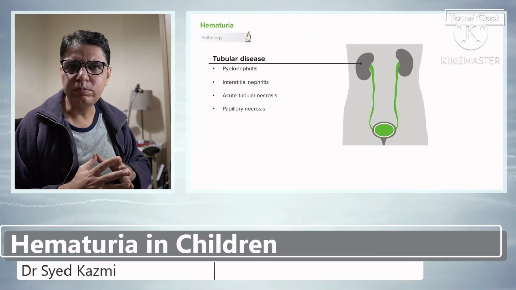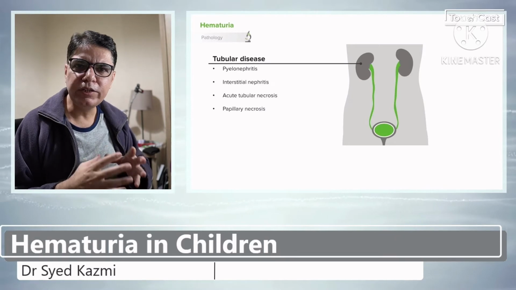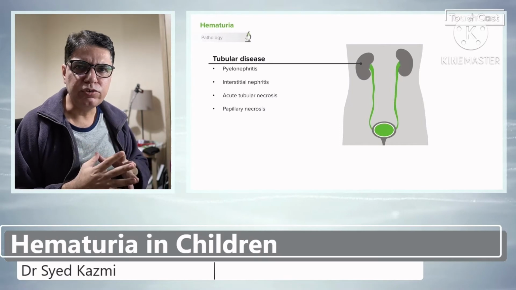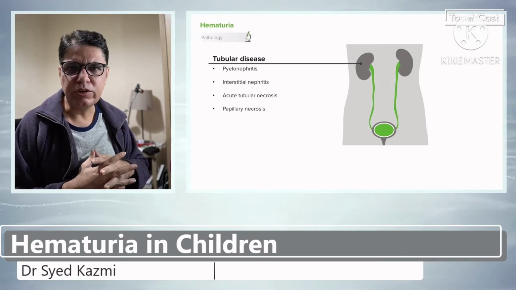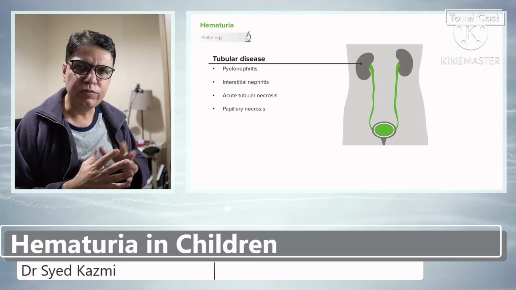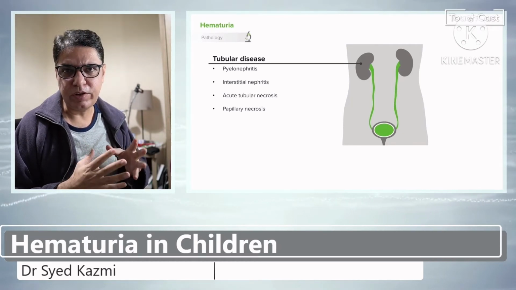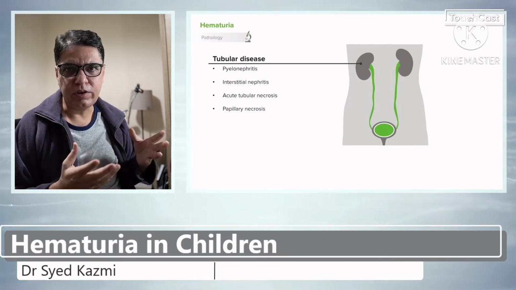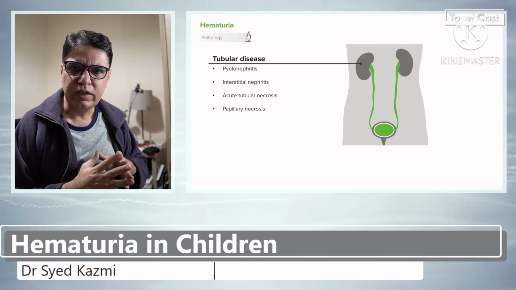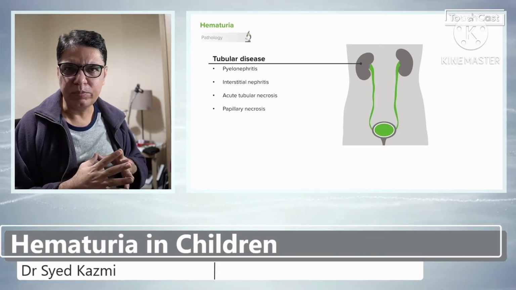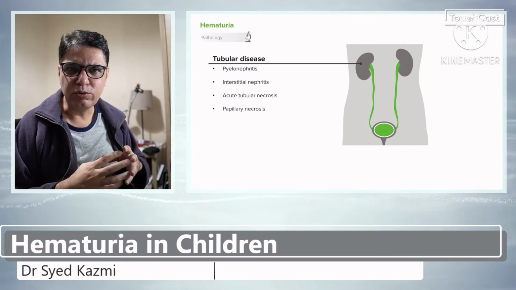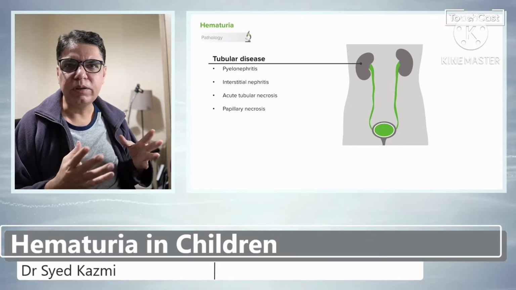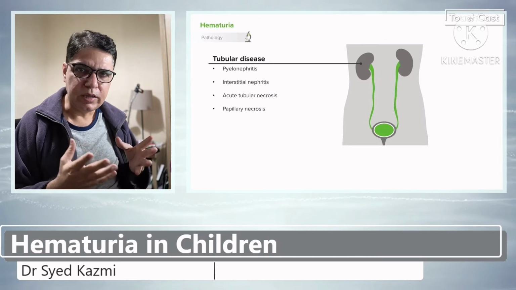Then, apart from the problems with the renal parenchyma, problems with the renal tubules and the ductal system inside the kidneys can also give rise to hematuria. Some of the tubular diseases which can cause hematuria are pyelonephritis, which is basically a urinary tract infection of the upper renal tract. Interstitial nephritis can also give rise to hematuria. Acute tubular necrosis, in which due to an infection or hypoxic injury the tubules can get necrosed, can present with hematuria along with acute renal failure, and sometimes papillary necrosis can also present with hematuria.